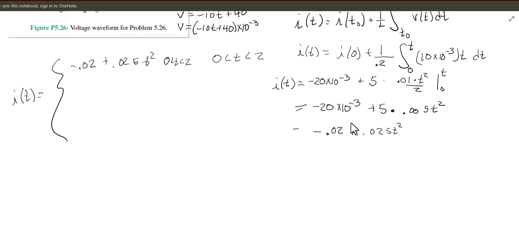I could multiply everything by 1,000 and have it in milliamps. Right now it's in amps.